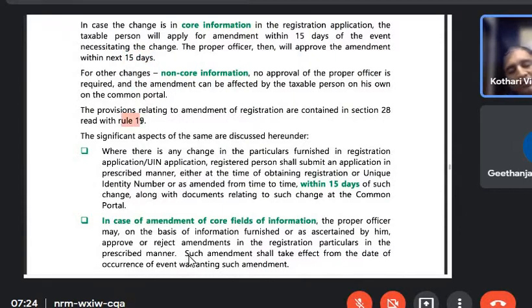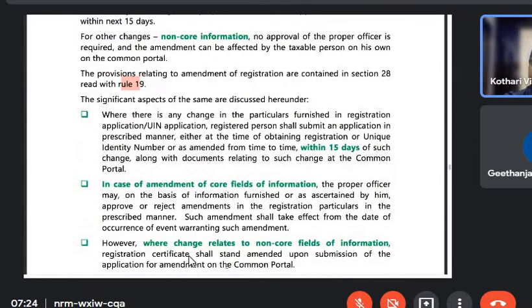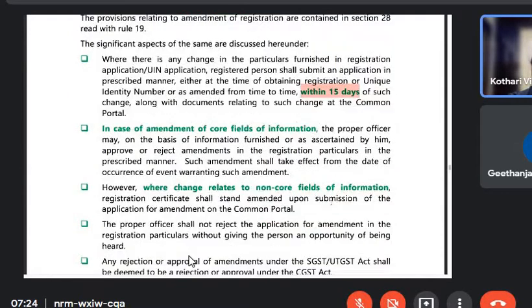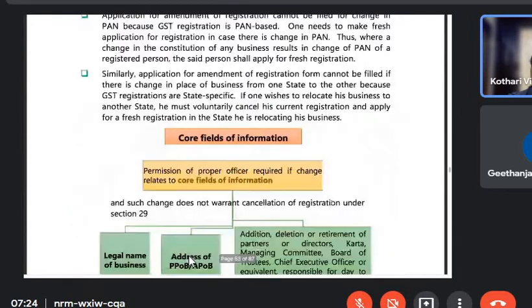So what will rule 19 say? What is the procedure to make the changes? You have to apply online, log into the portal and amend the core field or the non-core field. What is important is you have to apply for the amendment within 15 days of such change along with such documentary evidence. Say for example, there is a change in partner, then you have to upload the new partnership deed; change in address, then new rental agreement, new documents. All those things you have to upload in the GST portal.